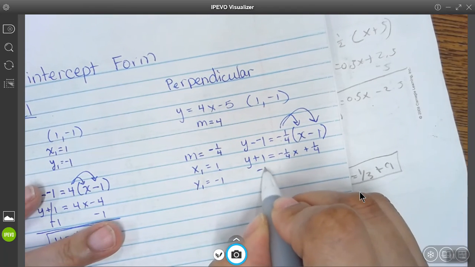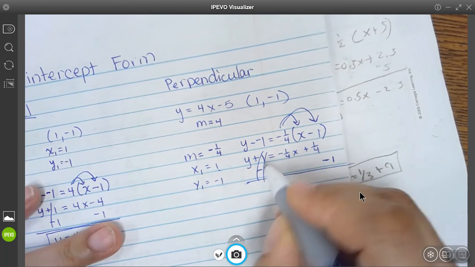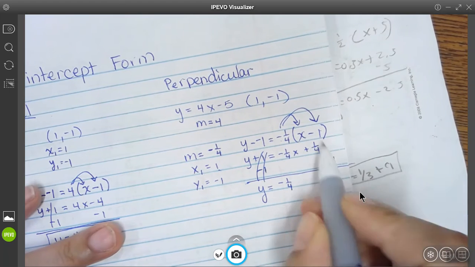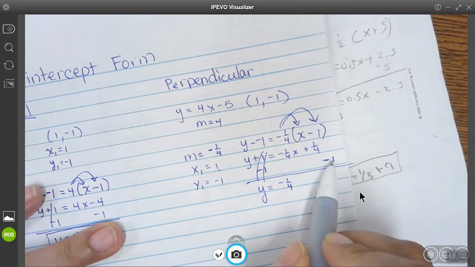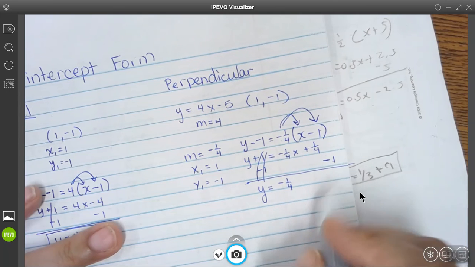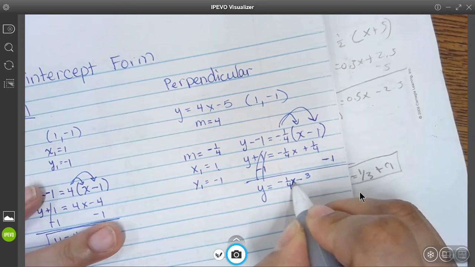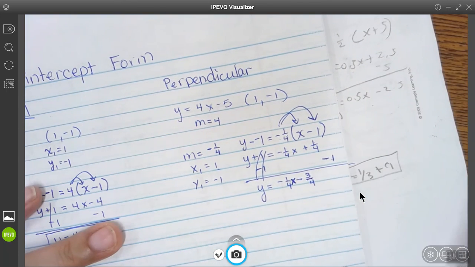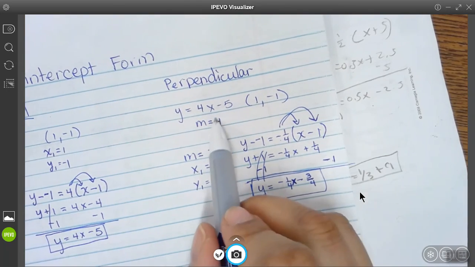Now we just have to subtract this 1 from both sides. And so in your calculator, you have to do 1/4 minus 1. And that's 1/4 minus 4 over 4, so minus 3 over 4. Forgot my x. Don't forget your x. And this is the equation of the line that is perpendicular to that original one.